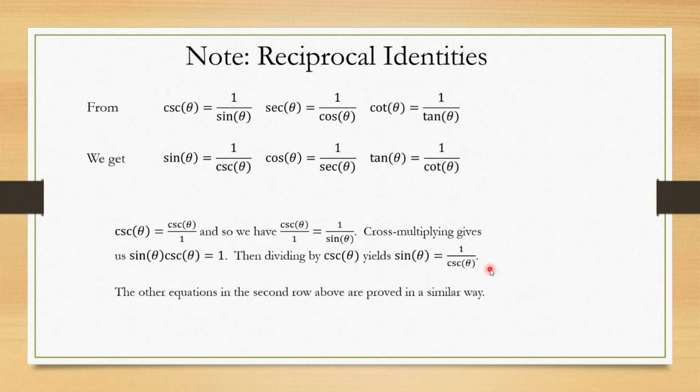And the other equations there, cosine 1 over secant, tangent 1 over cotangent, you could prove those in a similar way. Pretty easy. It's actually very easy. Thank goodness. Okay, are there any questions about that?